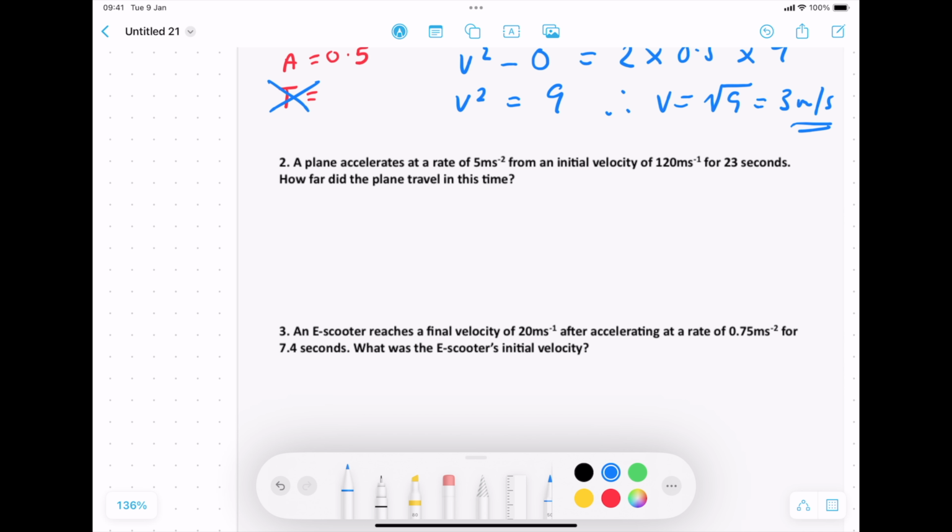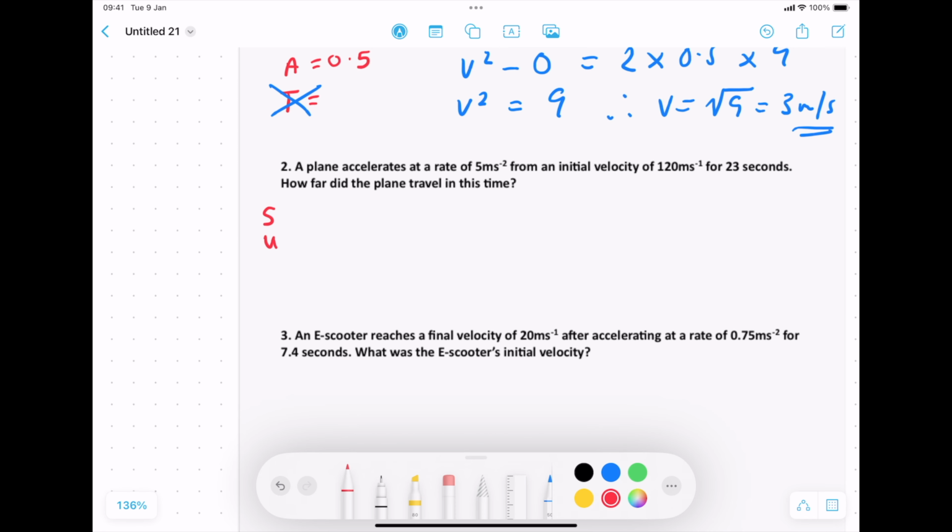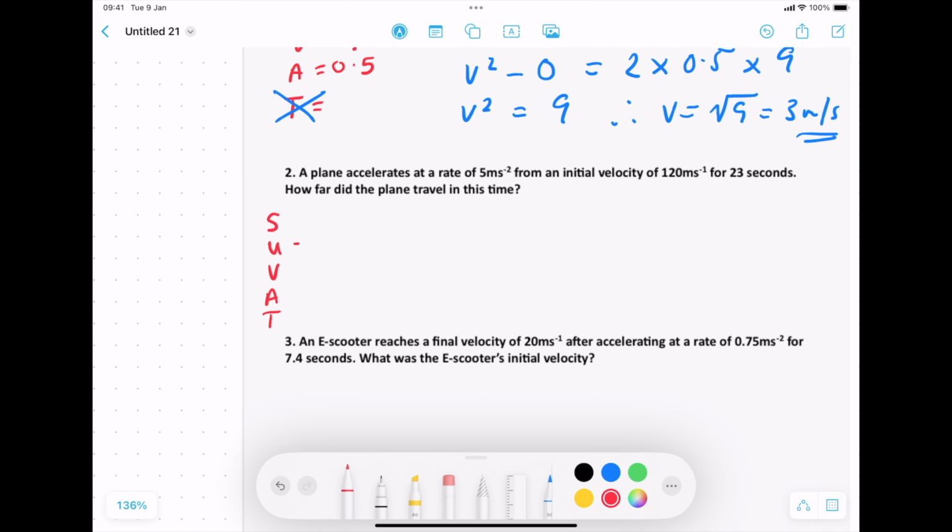Number 2. A plane accelerates at a rate of 5 meters per second squared from an initial velocity of 120 for 23 seconds. How far did the plane travel? So same thing again. S, U, V, A, T. We have the initial velocity as 120. We have the time as 23. We have the acceleration at 5. We have the how far did the plane travel? So S, the distance covered, in other words, the displacement, that's the thing that we want.